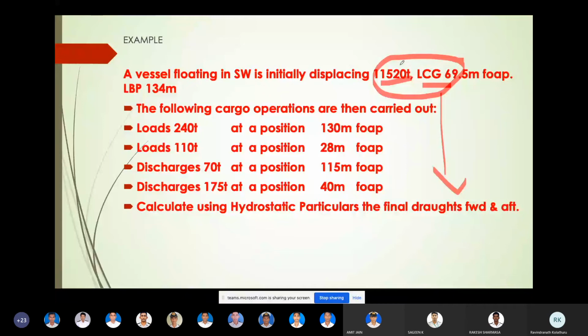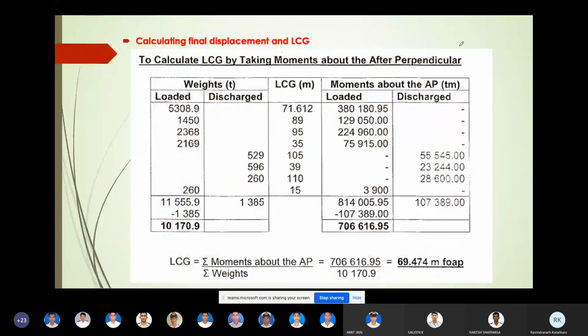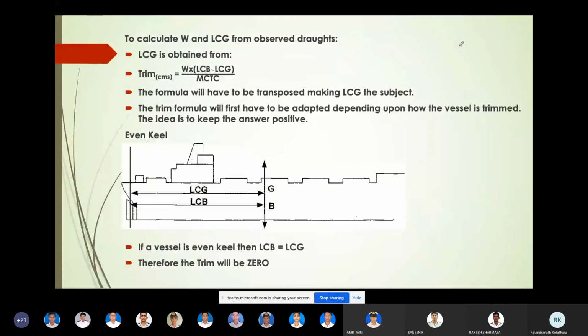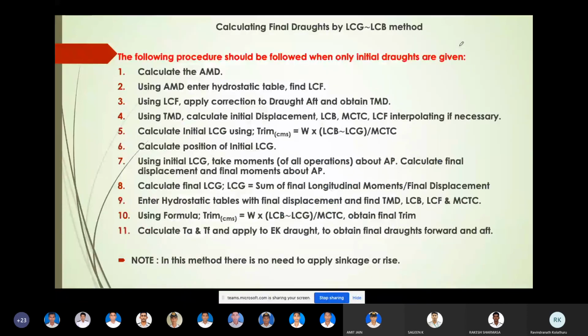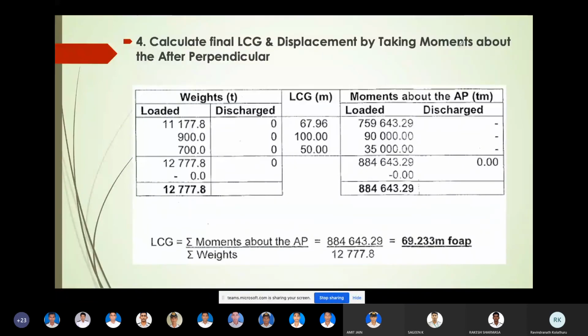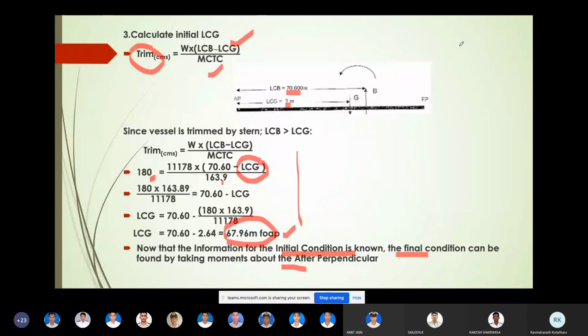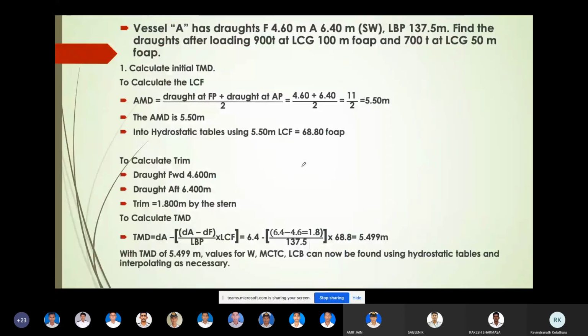So till now we have reached up to this stage. Earlier, the problems were given to you directly, so it was very easy for you. But instead of giving it directly, they have given you the initial drafts. So with the initial drafts, now we found out the initial condition of the ship. Once I find out my initial condition, displacement and LCG, I know certain cargo operations have been carried out.